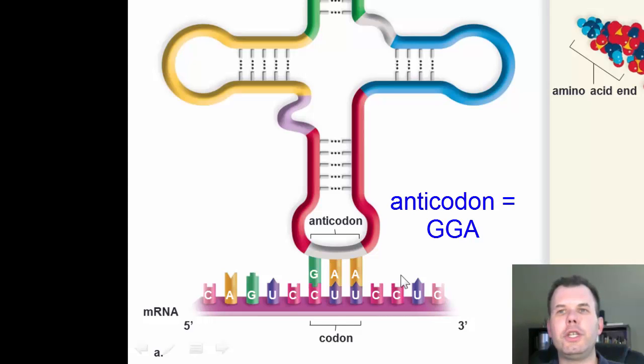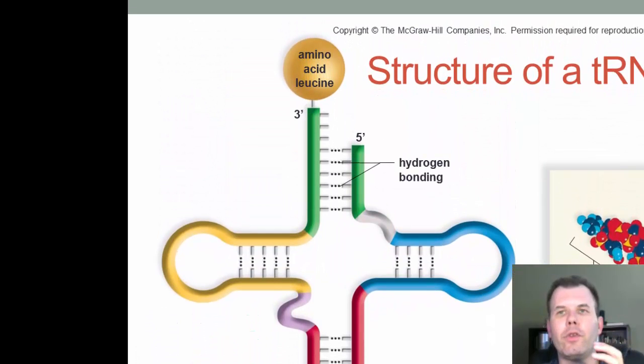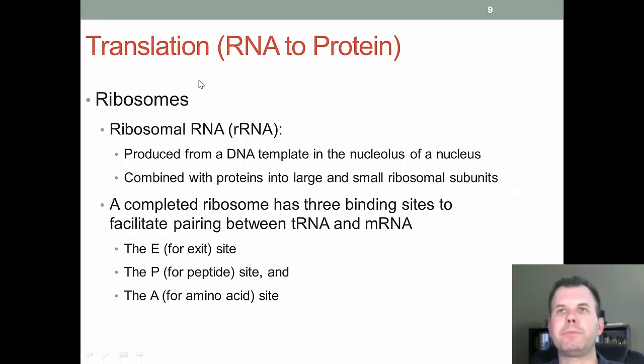That's right, GGA. Okay, so if you got those, you're doing really well. Each time, this tRNA molecule binds the same amino acid. So this specific anticodon will always bind the same one, leucine. Okay, and that's how we'll look at it.